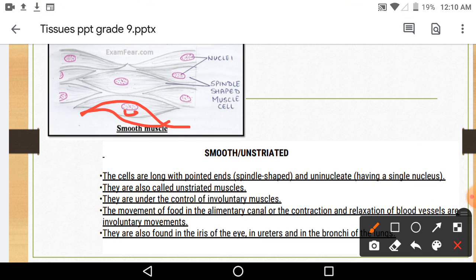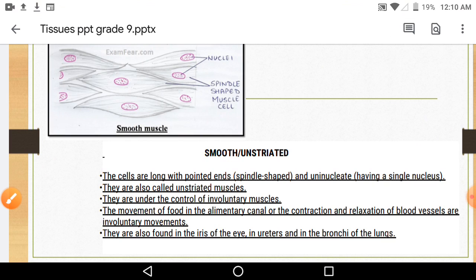The movement of the food in the alimentary canal, the contraction and relaxation of blood vessels, the heartbeat, all these go on by themselves without our control. We cannot control them. वो अपने आप चलते रहता है. हार्ट बीट अपने आप चलता है, फूड अपने आप डाइजेस्ट होता है. That is not on our will. It goes on by itself. These are known as involuntary muscles. They are also found in the iris of the eye, in ureters, and bronchi of the lungs.